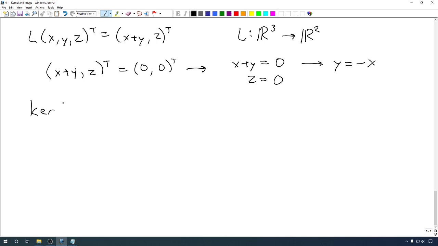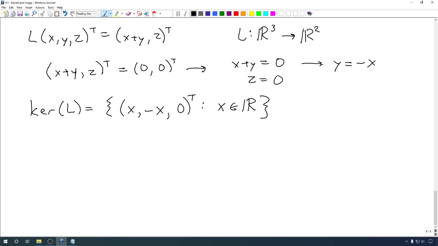So we'll just go ahead and turn this into our kernel. Our kernel is the set of all vectors where we can pick whatever we want for x, but that forces y to be the negative of that. And then z always has to be 0. So here, again, x can be any real number we want it to be.